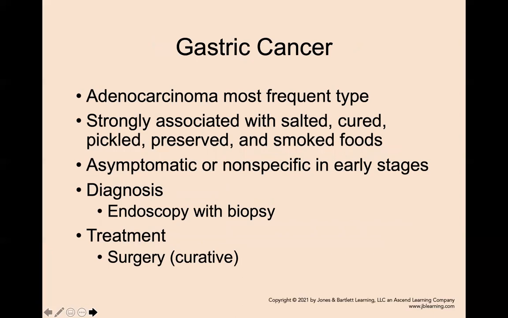Gastric cancer: adenocarcinoma is the most common type. It's strongly associated with salted, cured, pickled, preserved, and smoked foods. It can be asymptomatic in the early stages. It is often diagnosed with a biopsy, and treatment includes surgery to remove that area and is often curative.